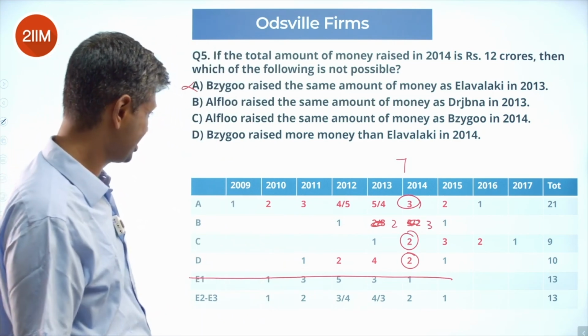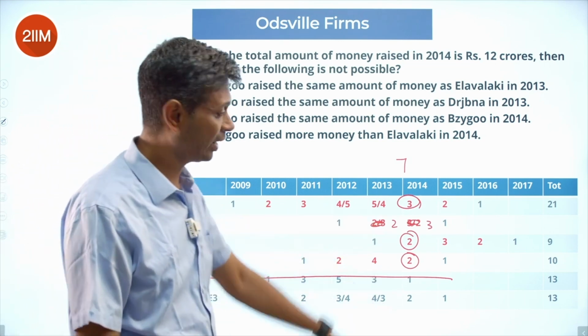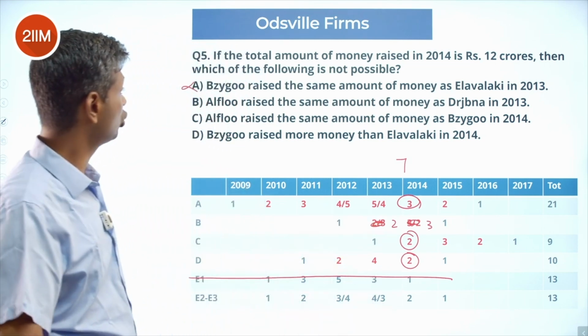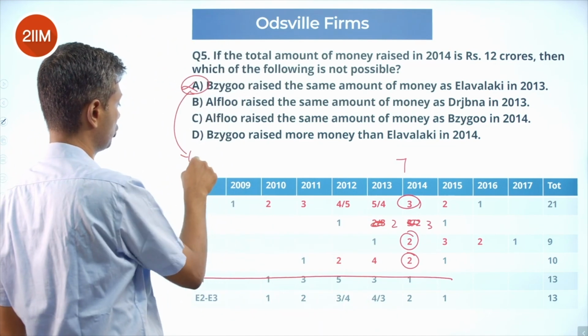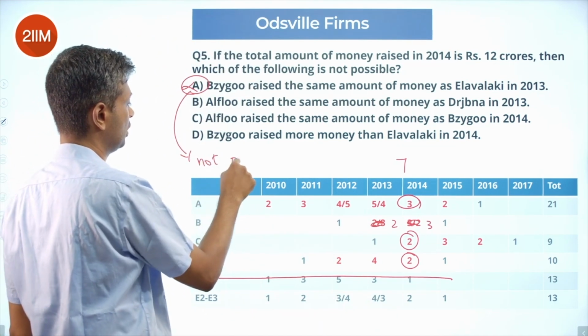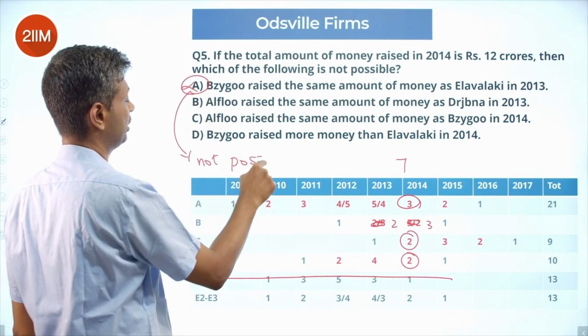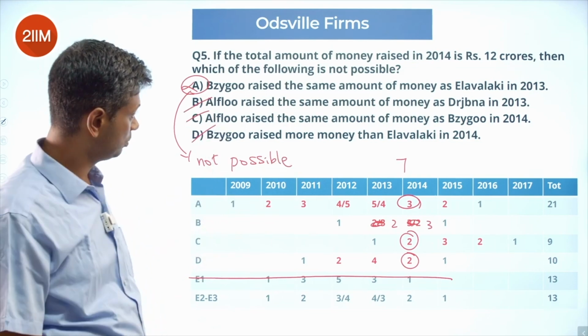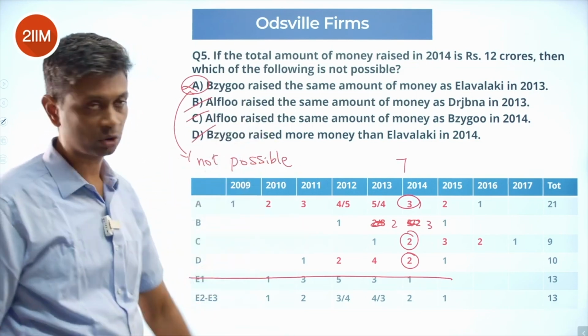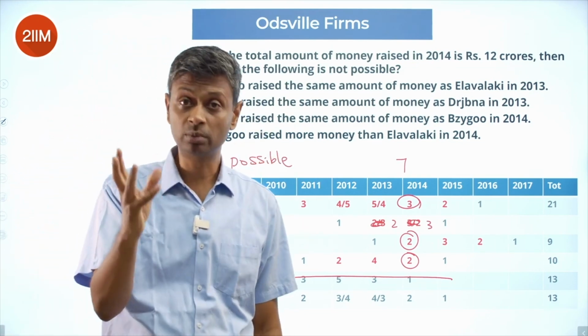2014, 3 and 2, again true. Which of the following is not possible? The first one, this is not possible. I know I've marked a cross here. What I mean by that is not possible. The other 3 are possible. These 2 are definitely true, third one is possible. One of the 3 is possible, other 2 are always true.